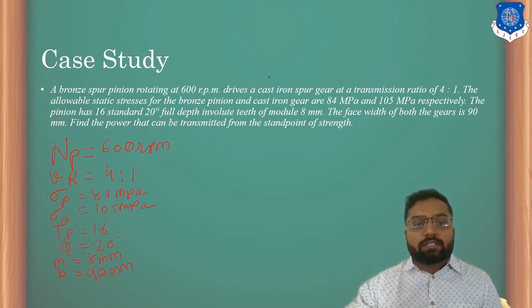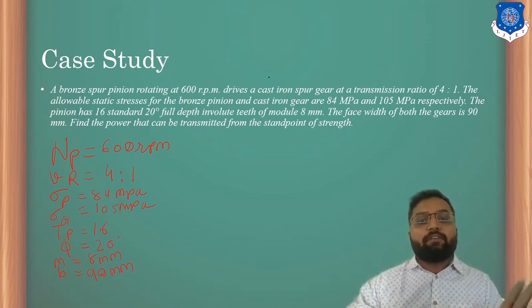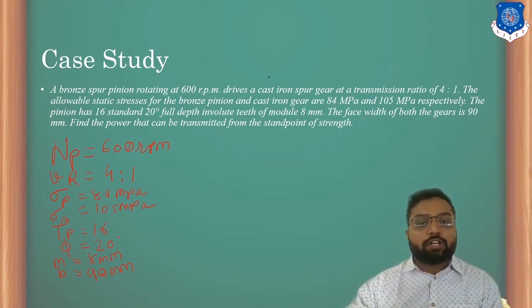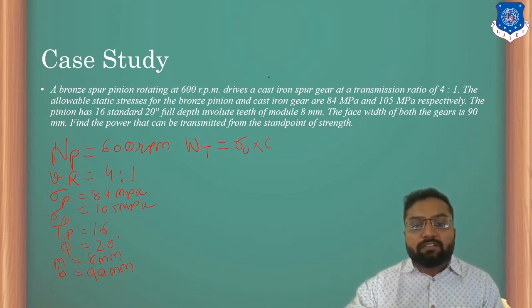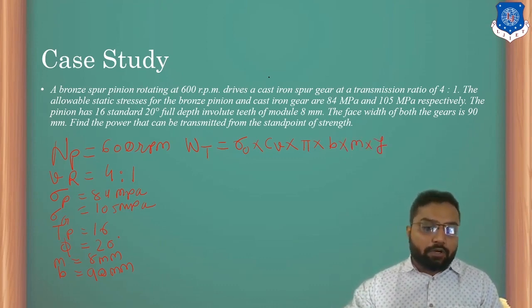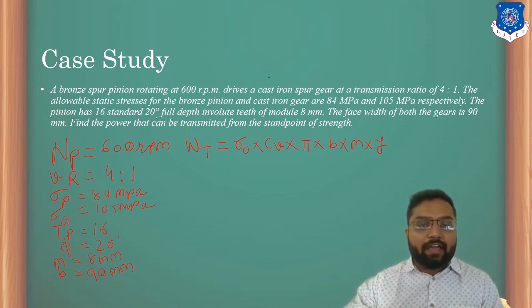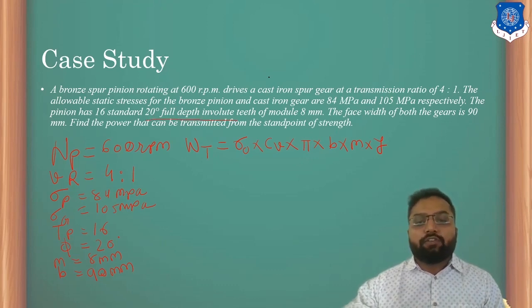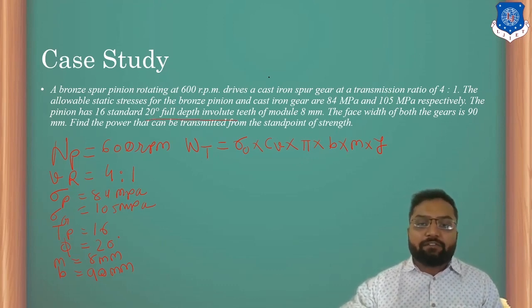Before getting into this, we have to find the relationship between the power and our thrust force, or thrust load, which is WT. In the case of a spur gear, it is defined by sigma allowable, or sigma 0, into CV, which is the velocity factor, into pi, which is a constant, into b, which is the face width, into module into the tooth form factor. This tooth form factor will depend on the 20-degree full depth involute tooth, so we will take it according to that.